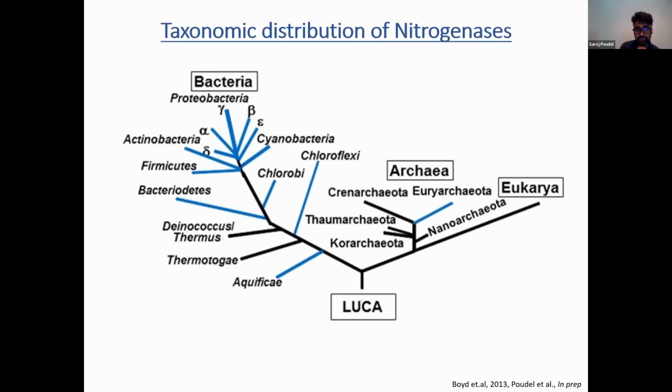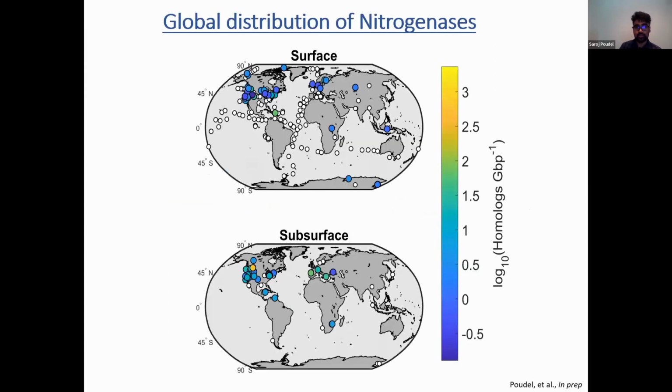Looking at the taxonomic distribution itself, it's widely found in bacteria and also found in archaea, but not in eukarya. Remember, I mentioned that nitrogenase likely emerged in a methanogen, right? That belongs to Euryarchaeota. So it's not surprising that we see it in archaea, but even though it emerged in archaea, it's actually widely distributed in bacteria, and it's not found in eukarya. So what I wanted to do was go into the environment and look at where they are found.